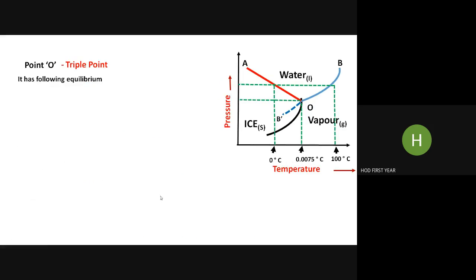Now coming to the next part, point O. Okay, we have finished curves, then 3 areas. Now we are at the point. So point O is a unique point, and here all 3 curves meet together. So what equilibrium do you see at point O? Can you tell? At point O, how many phases are in equilibrium, or which phases are in equilibrium? I am talking about this single point, point O.